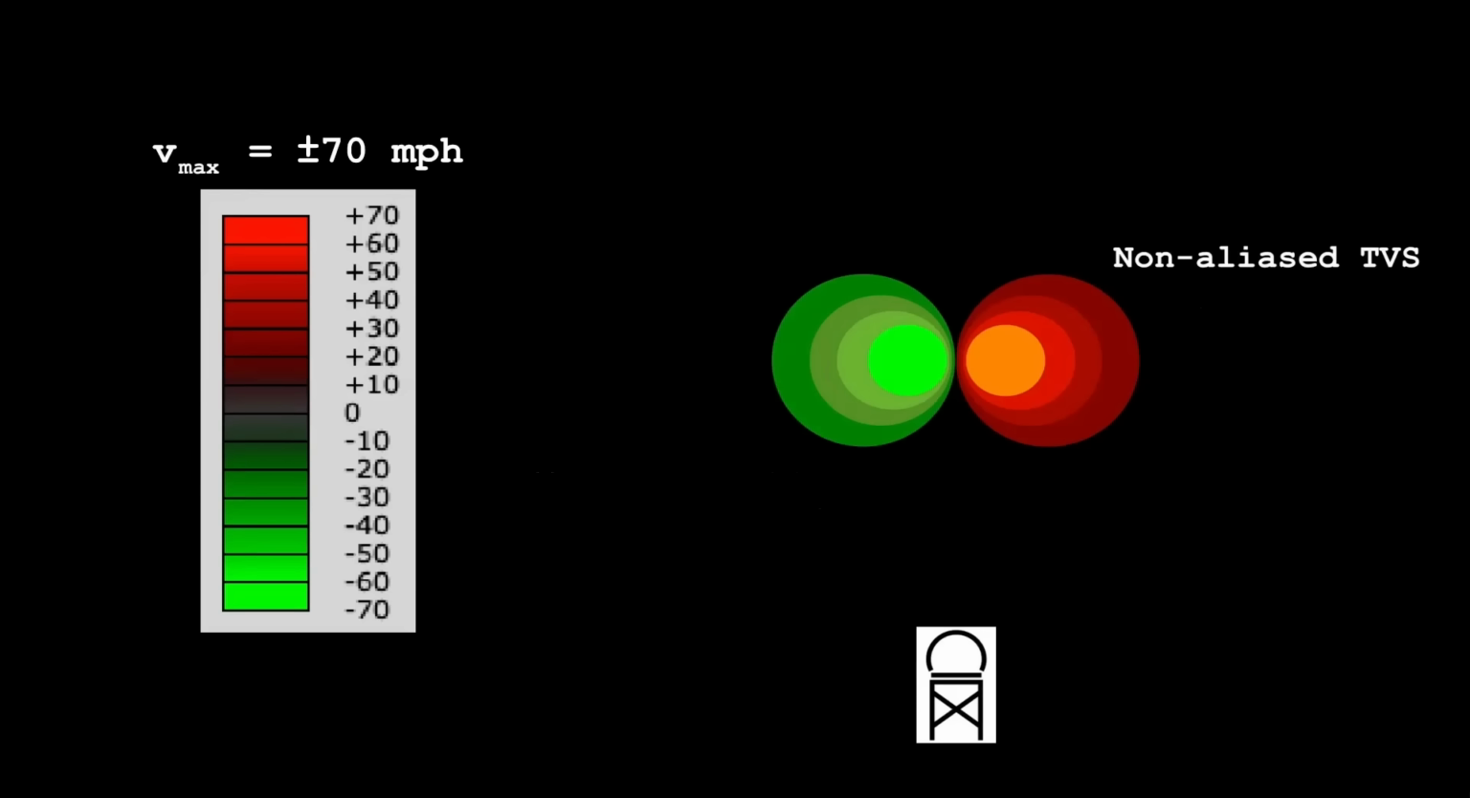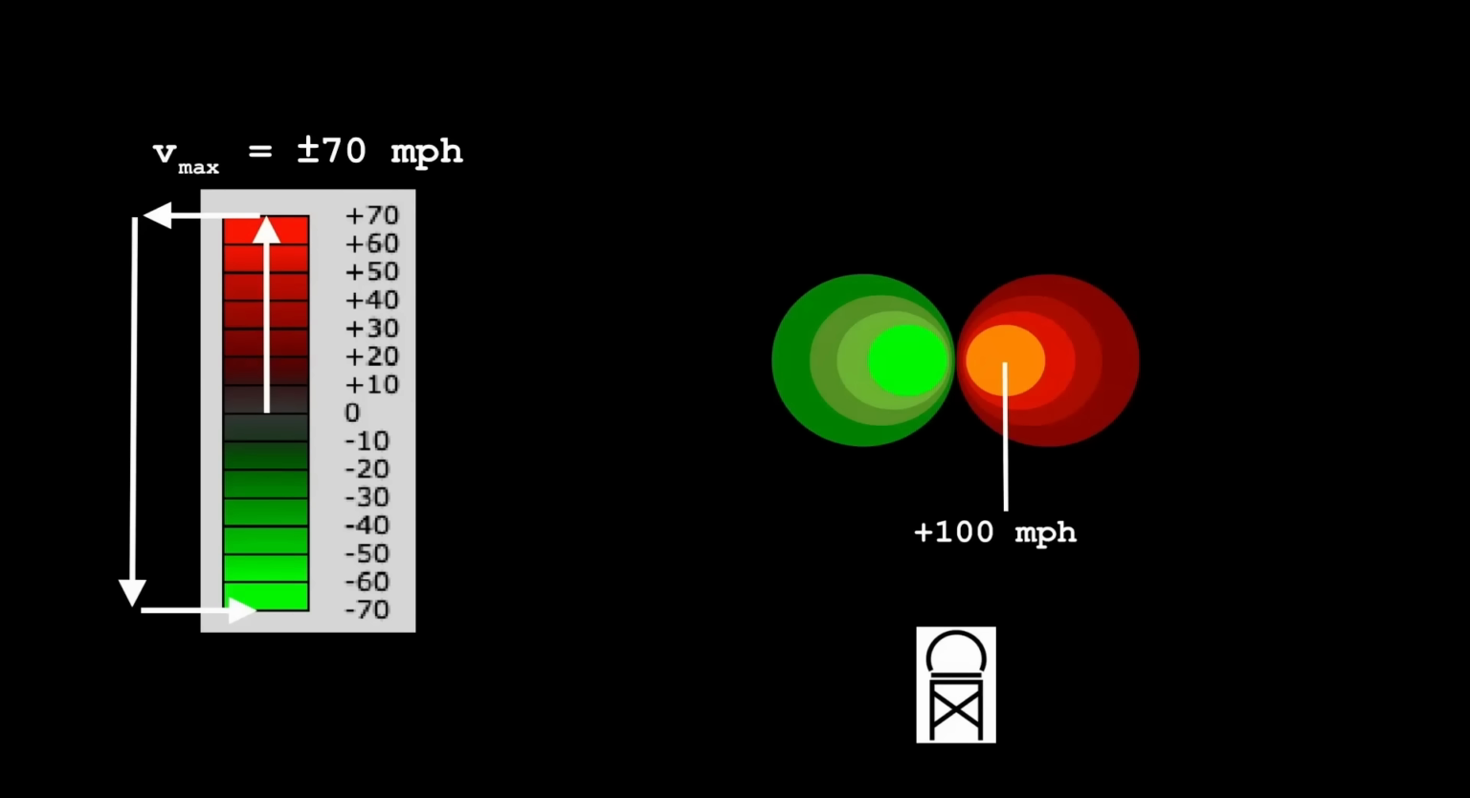For example, let's say a radar with a Nyquist velocity of plus or minus 70 miles per hour is sampling a TVS. Let's say a target within the TVS has an actual outbound velocity of 100 miles per hour. The radar will attempt to estimate the target's velocity, but it maxes out at 70 miles per hour. To compensate for this, the velocity folds over to the other end of the Nyquist interval and continues along the interval to account for the remainder of the velocity.